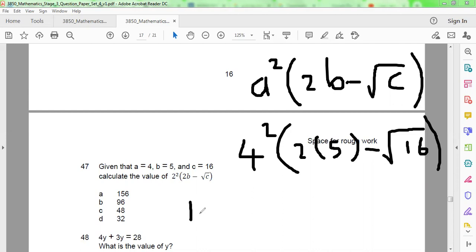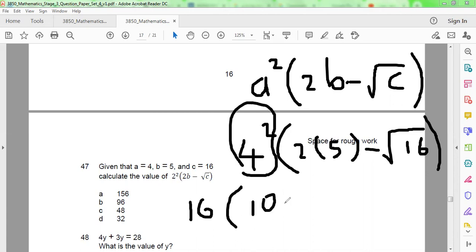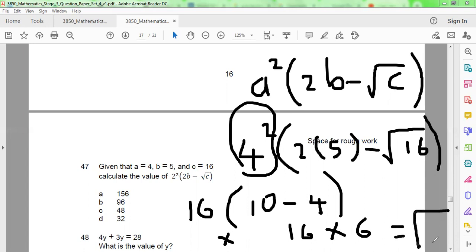So 4 squared is 16. 4 times 4 is 16. 2 times 5 is 10. The square root of 16 is 4. Work the bracket. 4 from 10 is 6. Between the bracket is a multiplication sign. 16 times 6 is, you tell me. It's 96.